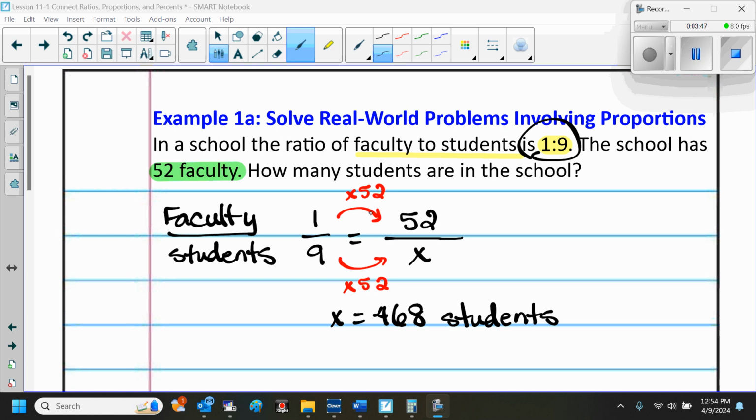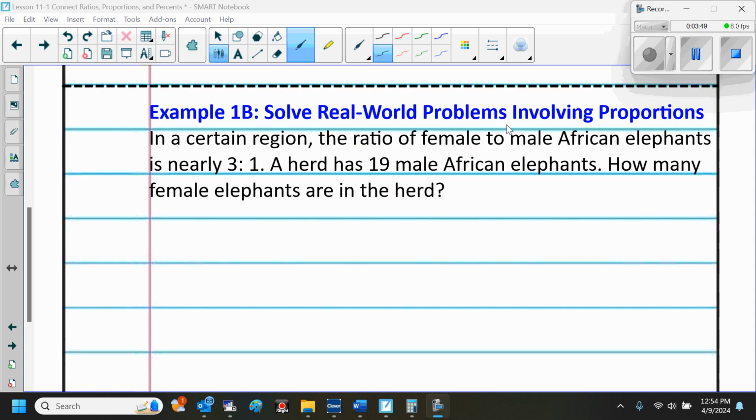I would like for you to do this one with your table partners. It says, in a certain region, the ratio of female to male African elephants is nearly 3 to 1. A herd has 19 male African elephants, and we want to know how many female elephants are in the herd. So go ahead and take 2 minutes to work on this one.